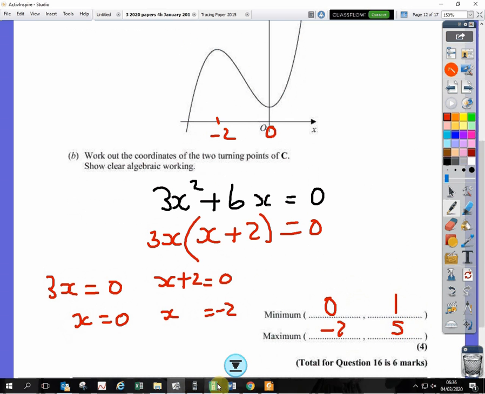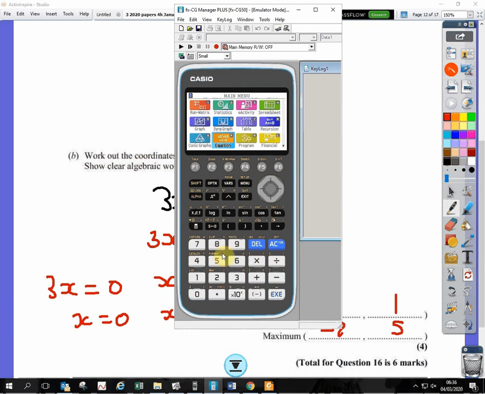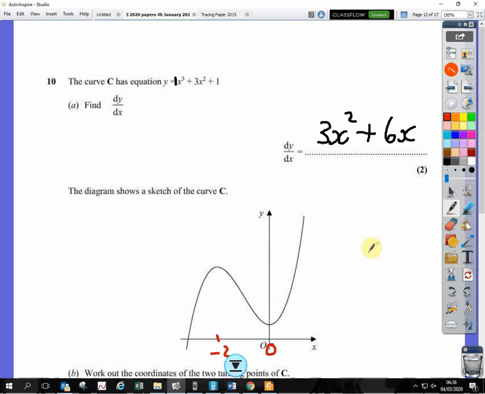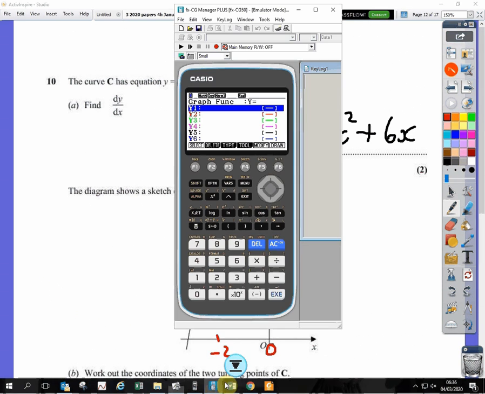Okay. Now we can check this on the CG50 by going to Menu, Graph, and typing in the original equation of the curve, which is x cubed plus 3x squared plus 1. So we have x cubed plus 3x squared plus 1. Go to V-Window, Standard, yep, draw it. Okay, G-solve, max, minus 2, 5, G-solve, min, 0, 1. Perfect.